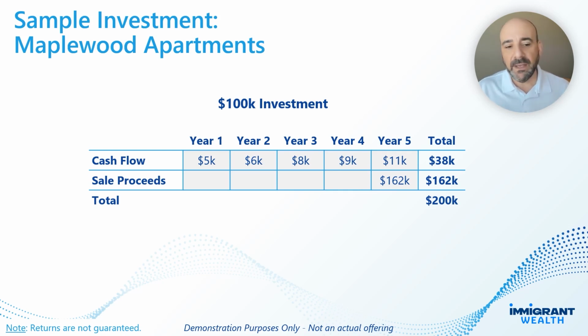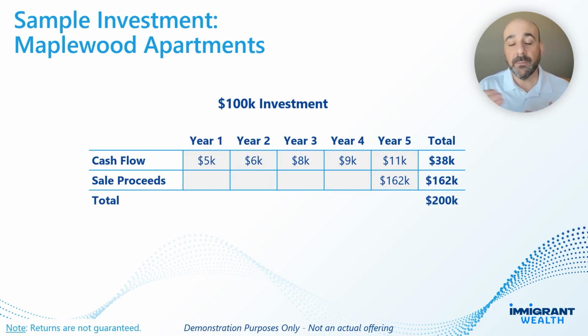So in this case, the $100,000 investment yields $5,000 in returns in year 1, $6,000 in year 2, $8,000 in year 3, $9,000 in year 4, and $11,000 in year 5. Now, it's not that uncommon to see the first couple years be lower because oftentimes there's a lot of money put into the renovations and increasing the value of the property. So the cash flows might be a little bit lower the first year or two. But after that, hopefully they go up to a higher level.